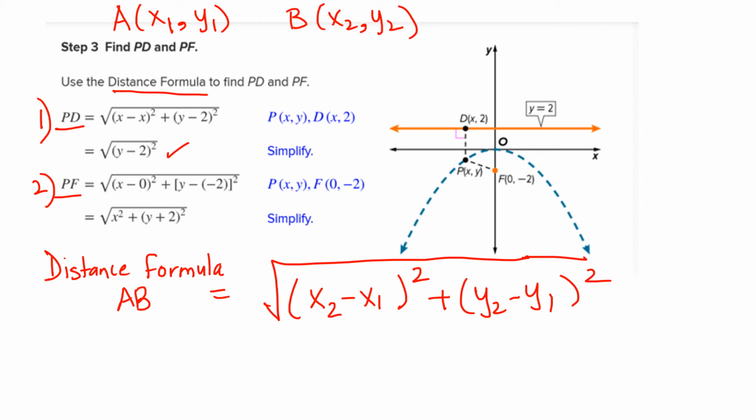Then PF is again x minus 0. The x coordinate for the focus is 0, so it is going to be x square only, and then y minus of minus 2, so negative and negative will become positive. So we have these two distances, let's put them equal now.